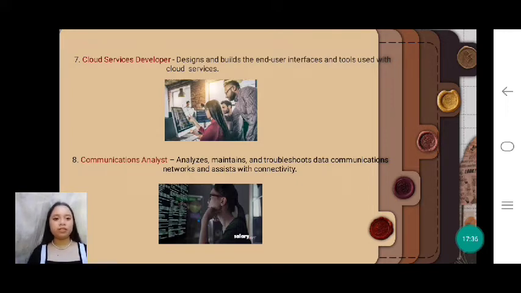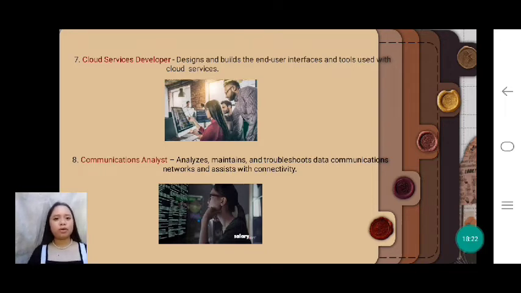So number 8, communications analyst analyzes, maintains, and troubleshoots data communications networks and assists with connectivity. So the communications analyst is the one who analyzes, maintains, and troubleshoots data communications networks. If you don't know what troubleshooting is, it is a way of tracing and correcting problems in an electronic system. So that's the work of the communications analyst.